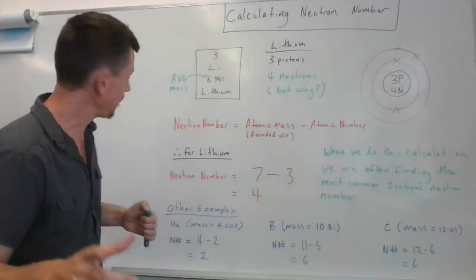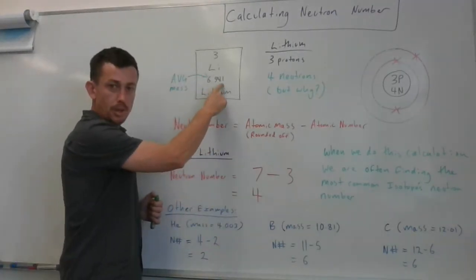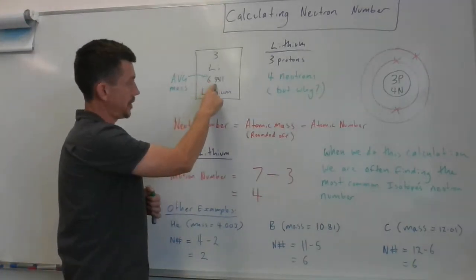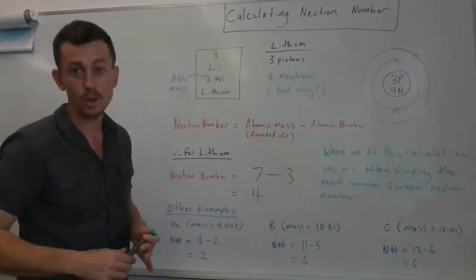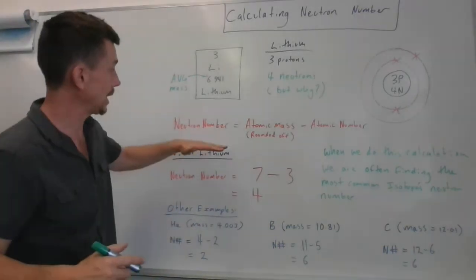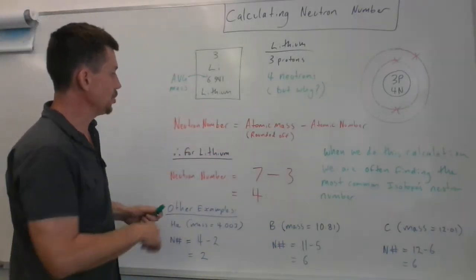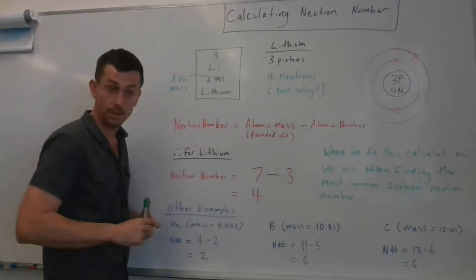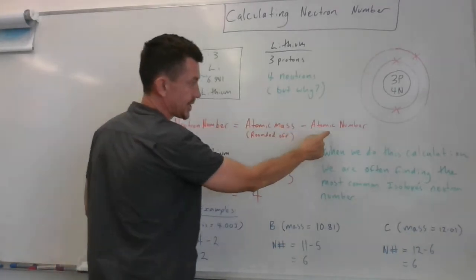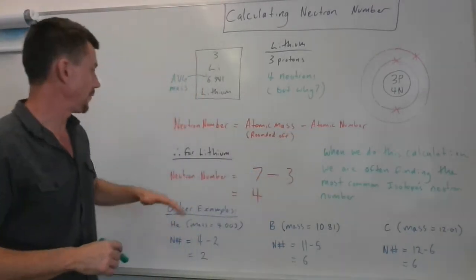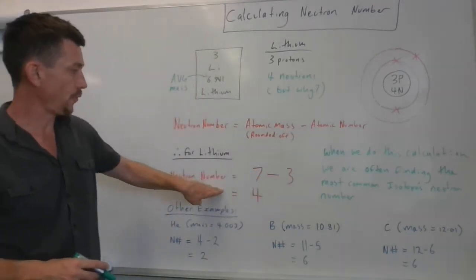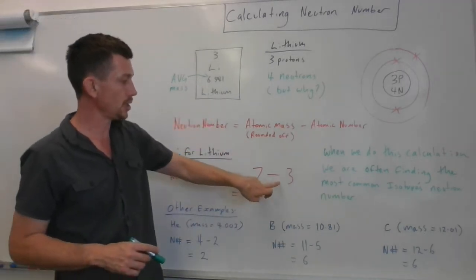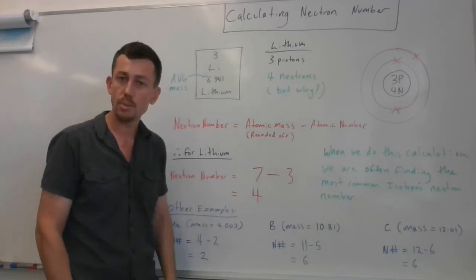So to do that, we have to round off this number to the nearest whole number. Now, as we can see, it's 6.9, which is closer to 7. So we round it off to 7 for our calculation, which is here. So neutron number is equal to the atomic mass of an element, rounded off, minus that element's atomic number. So I've done that for lithium here. Neutron number for lithium is 7, which is the atomic mass rounded off, minus the atomic number, which is 3, giving us a neutron number of 4.